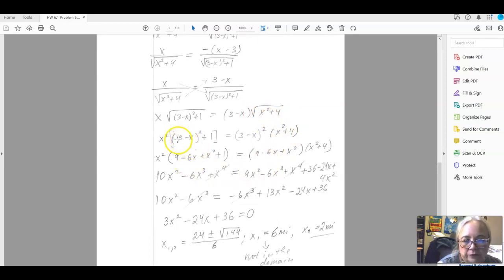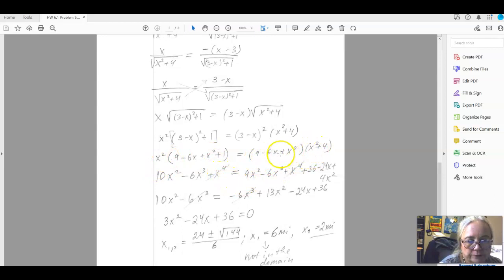Then don't forget that 3 minus x squared is a trinomial, 9 minus 6x plus x squared. If you don't remember the special product formula, you can just FOIL 3 minus x times 3 minus x. We will need this expression twice, here and here. So once I open parentheses here, I combine 1 and 9. That's how I got 10x squared minus 6x cubed, because x squared times negative 6x, and x squared times x squared, x to the 4th.